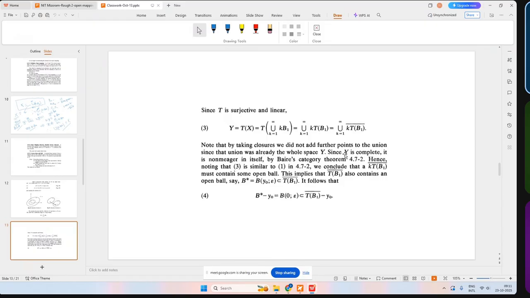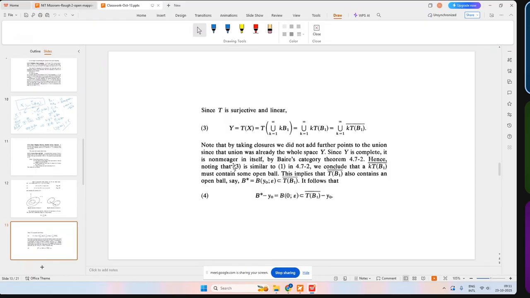Since Y is complete, it is going to be a thick set in itself. So by the Baire category theorem, noting that 3 is similar to 1, we conclude that kTB1, k times TB1 for some k, must contain an open ball. If no k contains one, that means every set will be nowhere dense. So that is not possible. So it has to be thick. Meager or thick, they are the same.